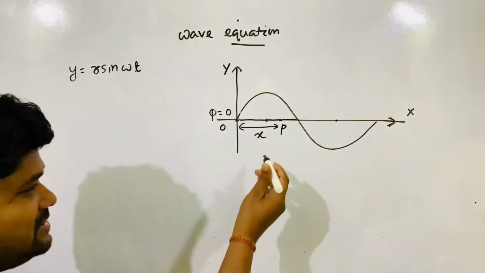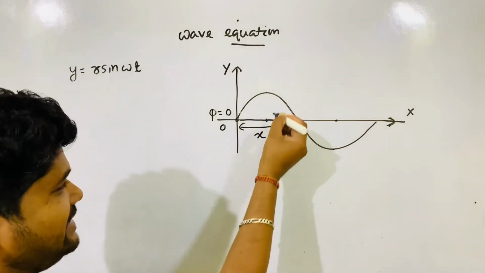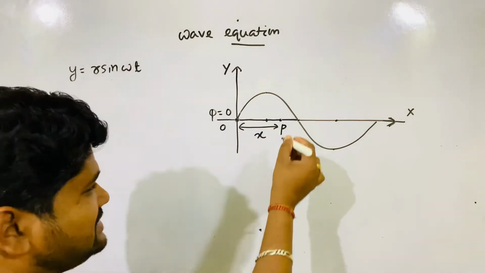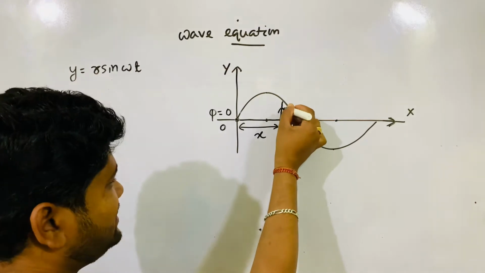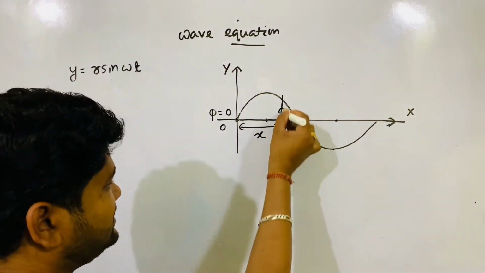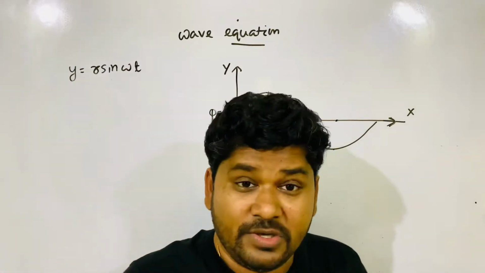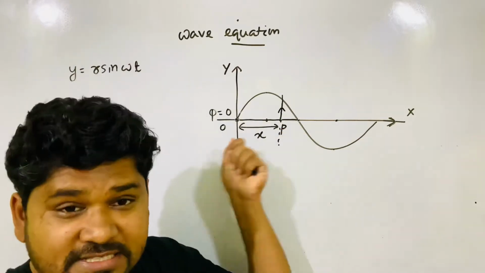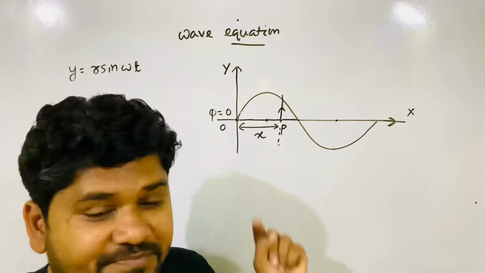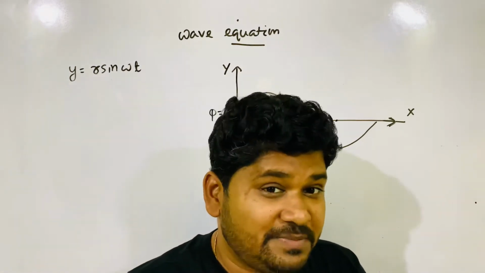Now come to this particle P. P is oscillating here. This is the oscillation line of P. P oscillates like this, in this direction. P will not change its position in this direction. It only oscillates here. Let's write the equation of P.